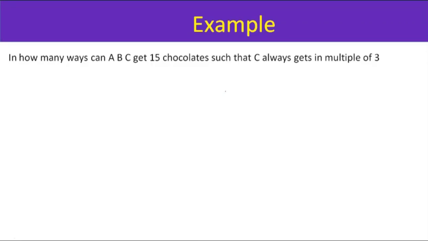Please try this. In how many ways can A, B, and C get 15 chocolates such that C always gets a multiple of 3? Now there is some variation, some constraints here, right? So you'll not be able to apply it very directly. A plus B plus C is equal to 15, such that C always gets a multiple of 3. So what all are the possible values of C? Anyone tell me?